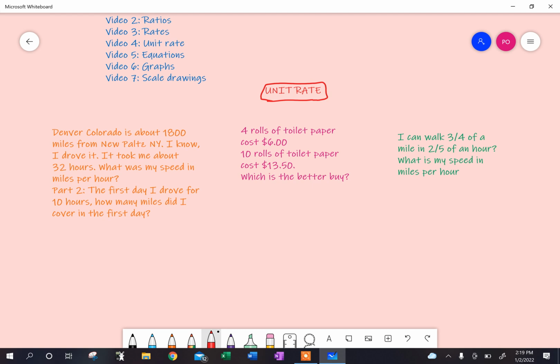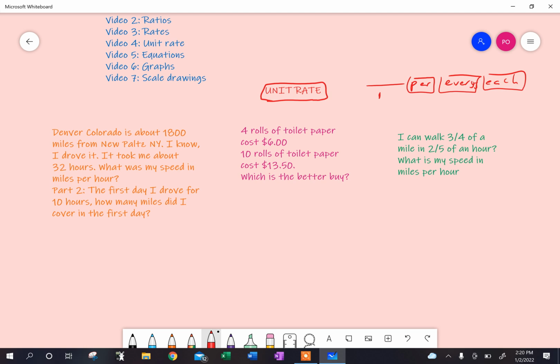And basically what a unit rate means is what is something per, or for every, or each. These words are all ways you know we're talking about unit rate. And basically it's when your denominator becomes 1. So I'm going to do 3 quick examples.